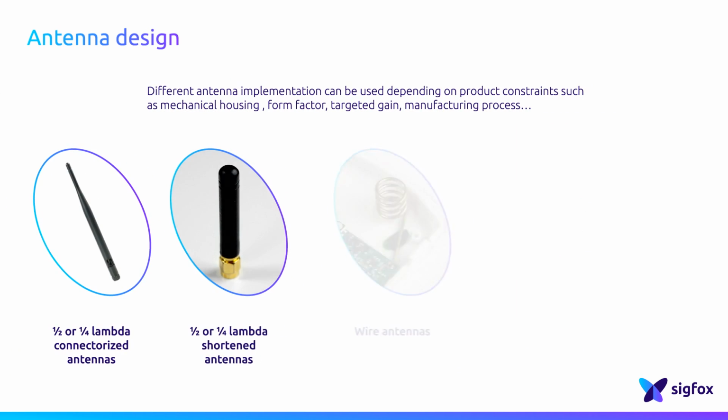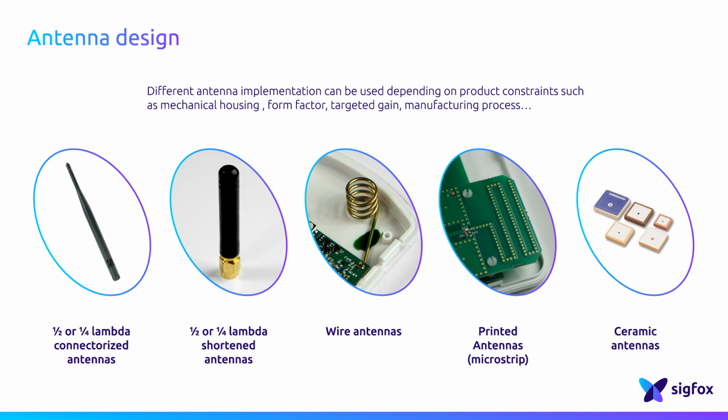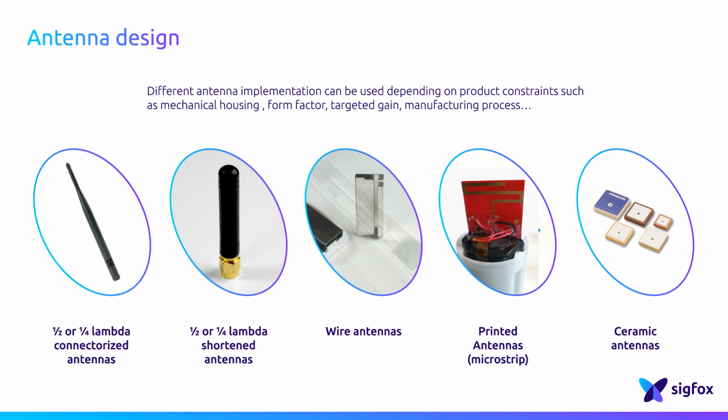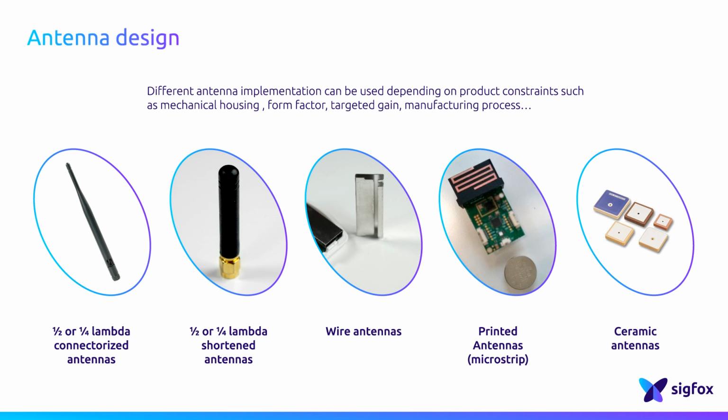Many antenna technologies are available. A half-wavelength antenna will usually provide you with optimal performance. It is suitable for a device that has no size or design constraints. PCB printed technology enables a high integration antenna within the board while drastically reducing the dimensions of the antenna. Wired antennas and ceramic antennas are also used for IoT devices.